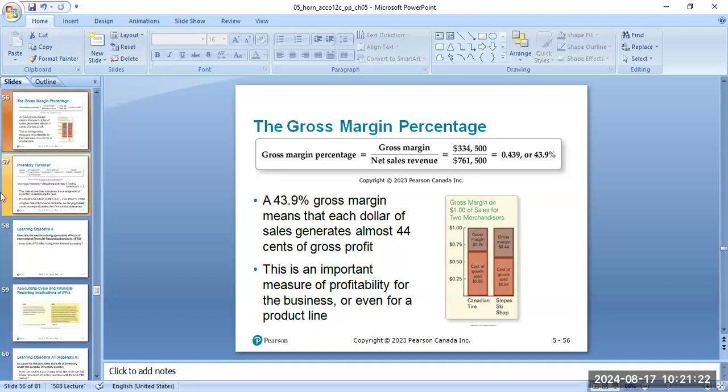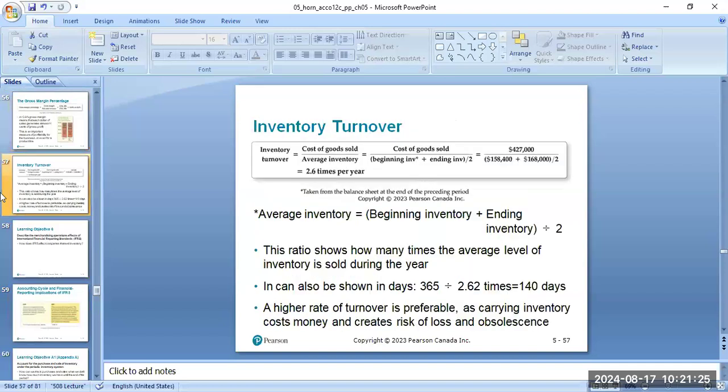Next one is inventory turnover. Now, the inventory turnover is calculated a little bit more difficult. I mean, it's not difficult. You just have to follow the calculation. The calculation is cost of goods sold as your numerator, and average inventory as your denominator. What that means? Average inventory means beginning inventory plus the ending inventory divided by two.